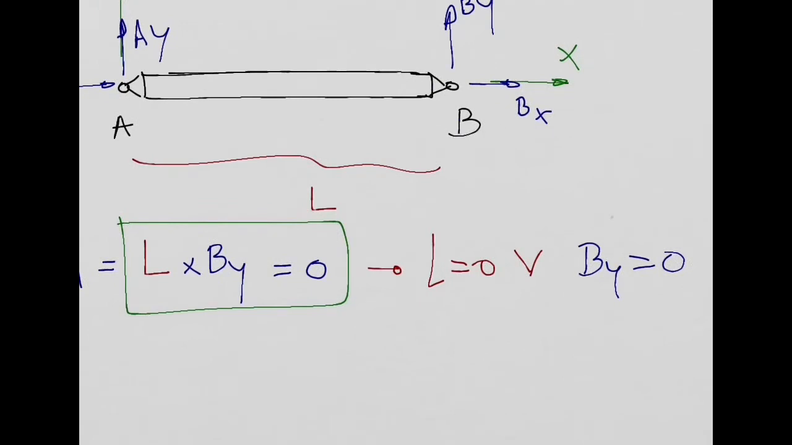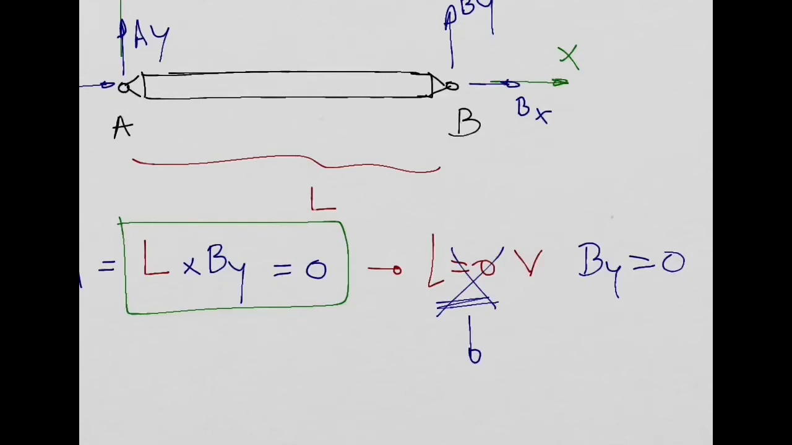You agree with me? Let's look at the first one. L equal to 0. Do you think this is possible? L equal to 0 means no strut, right? So this is not possible, right?